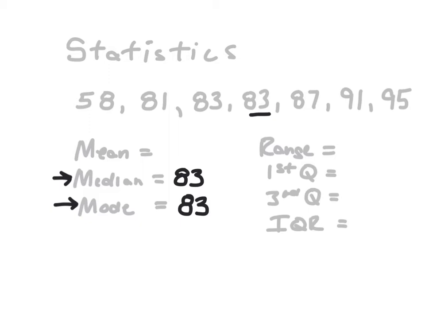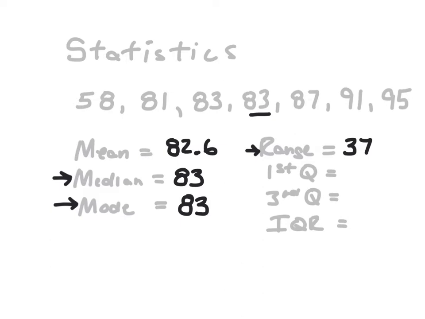All right, to find the mean of these, we would add them up. So I'm going to add up all 7 numbers, including the 83 twice. I'm going to divide by 7, and I'm going to get the mean to be, rounded to the nearest tenth, 82.6. A range is your maximum minus the minimum. So 95 take away 58, which is 37.